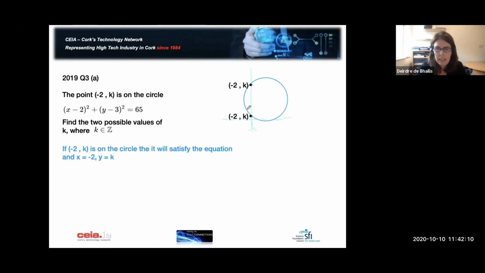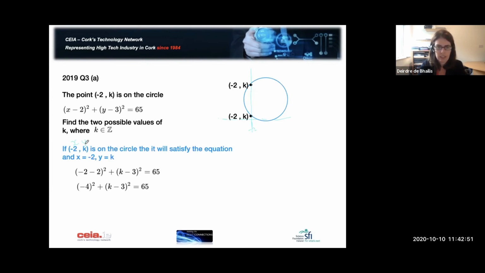So again, if we know a point is on a line or a circle, then we know that point satisfies the equation. So we can place minus 2 in place of x and k in place of y. Sorry, we don't need the general equation for the circle in this one because we've been given the equation for the circle. So we can pop that into the equation, and that gives us this equation here: minus 4 squared plus k minus 3 squared equals 65.